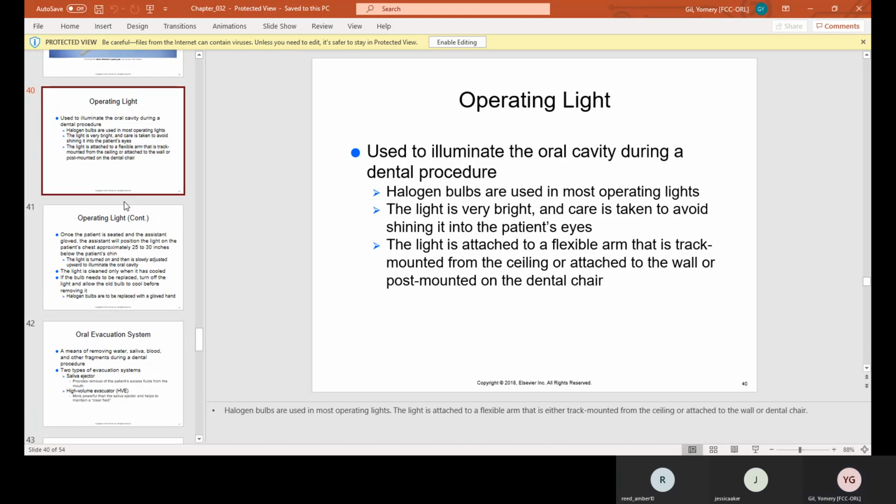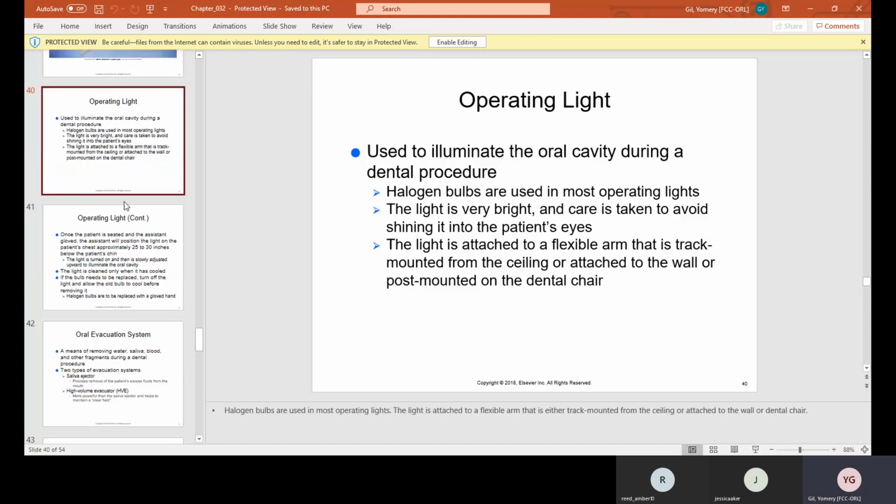Attached to a flexible arm that is track mounted from the ceiling or attached to a wall or post mounted on the system. The assistant will position the light on the patient's chest approximately 25 to 30 inches below the patient's.